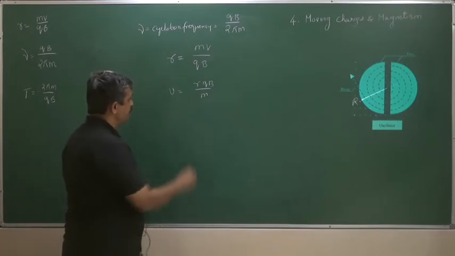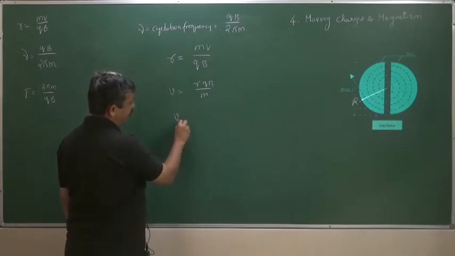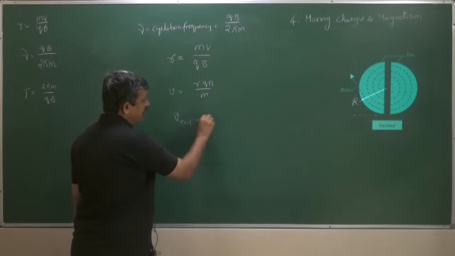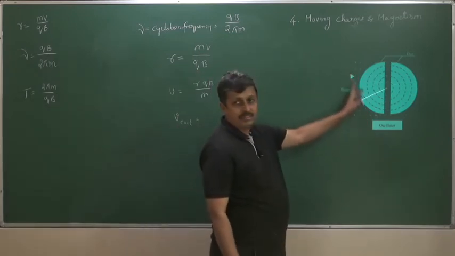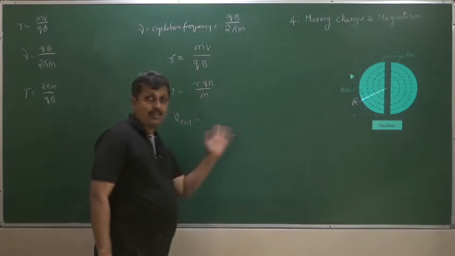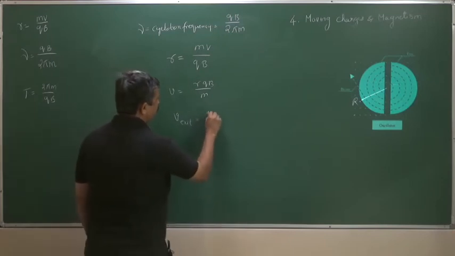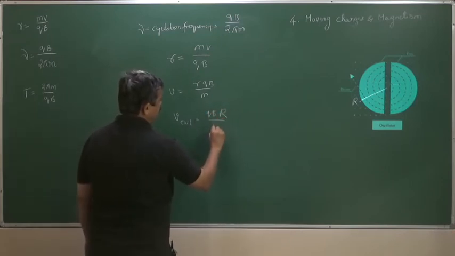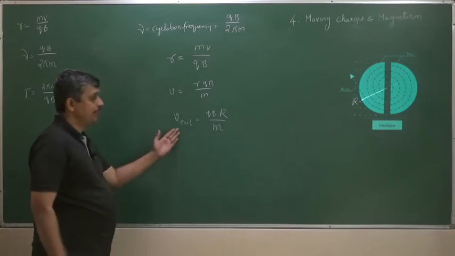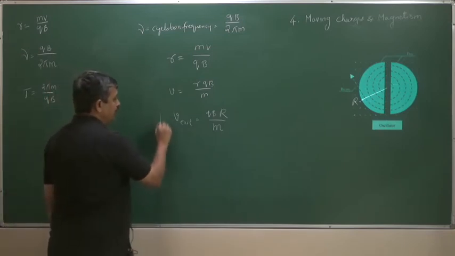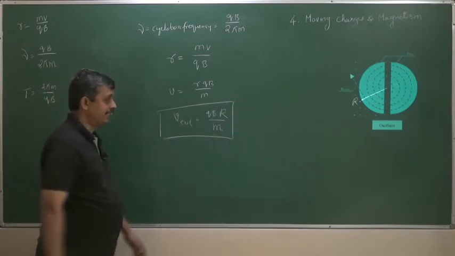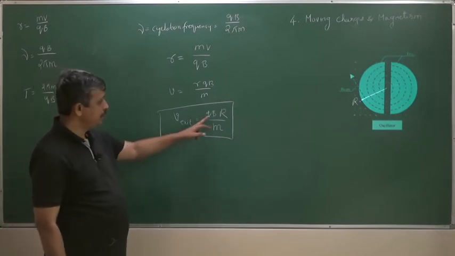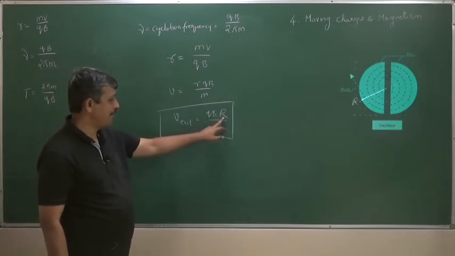If there is a maximum radius of R, then the maximum velocity v at exit, whenever it comes out of this, at the maximum radius, is qB into capital R by m. That will be the velocity. You can calculate the velocity to which it gets accelerated. It will be simply dependent on B and capital R.